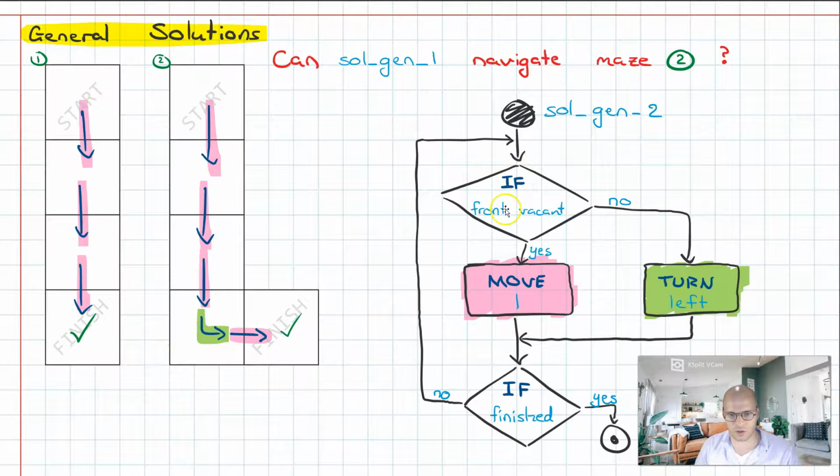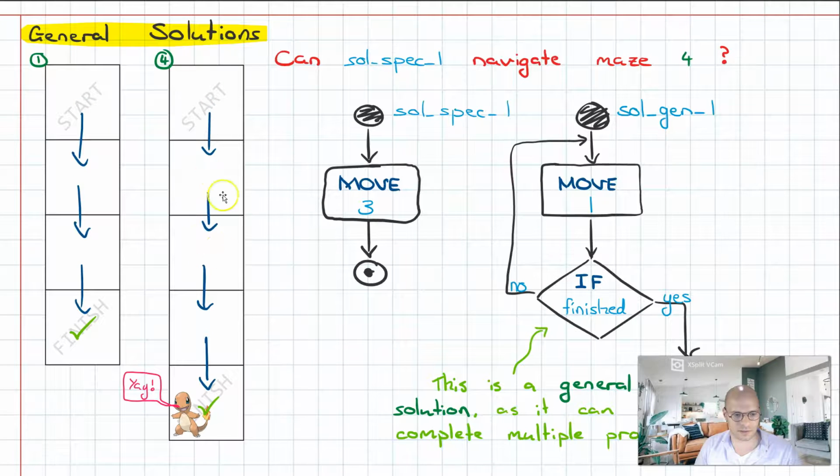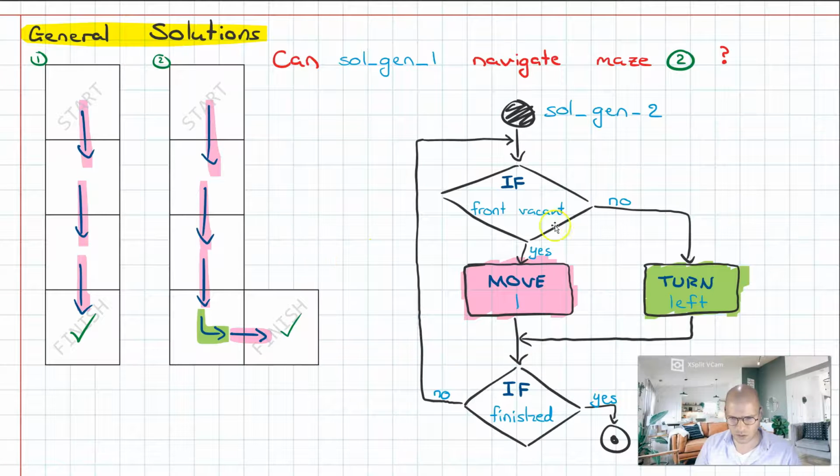So this program not only runs on this maze, it runs on this maze, and you can probably bet that it's also going to run on maze number 4 as well. So we call this a general solution because it works on more than one problem.